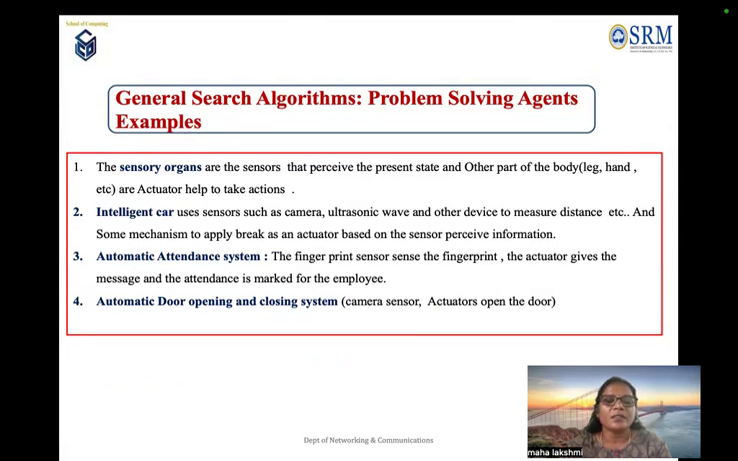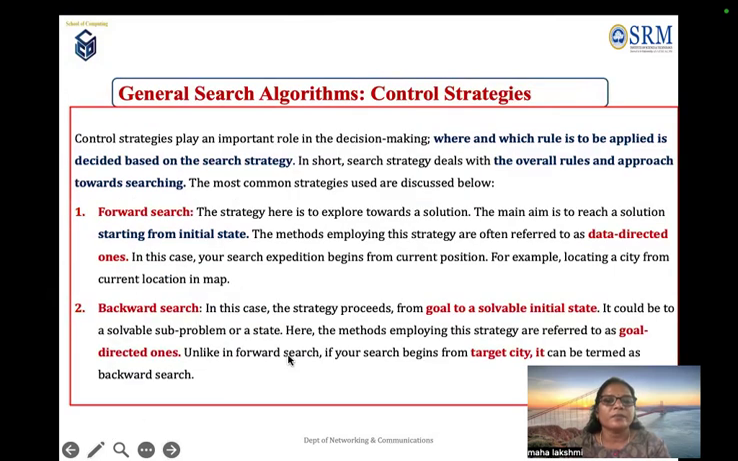An intelligent car uses sensors such as a camera, ultrasonic waves, and other devices to measure distance, and some mechanism to apply the brake as an actuator based on the information perceived by the sensor. In an automatic attendance system, the fingerprint sensor senses the fingerprint, the actuator gives a message, and the attendance is marked for the employee. In an automatic door opening and closing system, the sensor is a camera and the actuator opens the door.